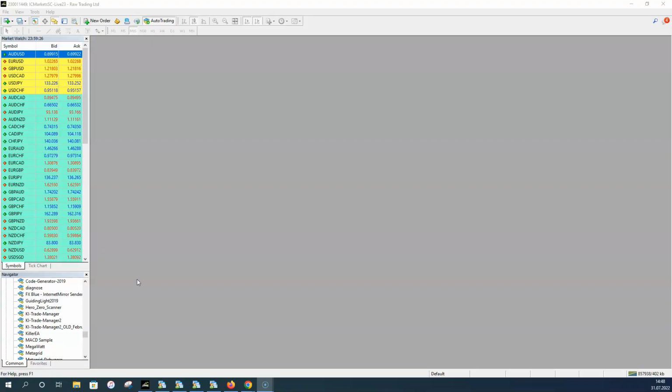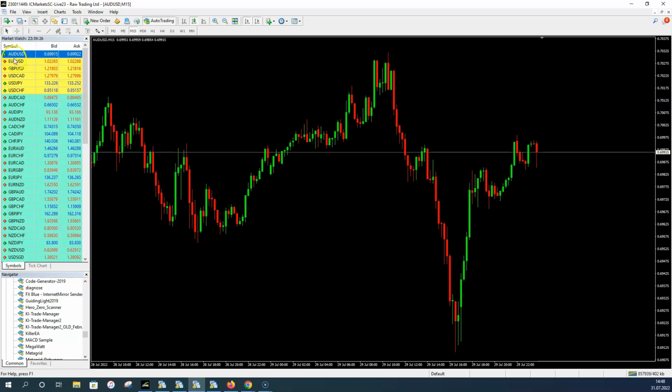So let's jump right into it. We open a blank chart. It does not matter which pair you use. You should use one of the major or minor forex pairs, but it does not matter which one. Let's use here the Aussie dollar, for example. It does not matter which time frame you choose to activate the EA. So we have our blank chart now here.